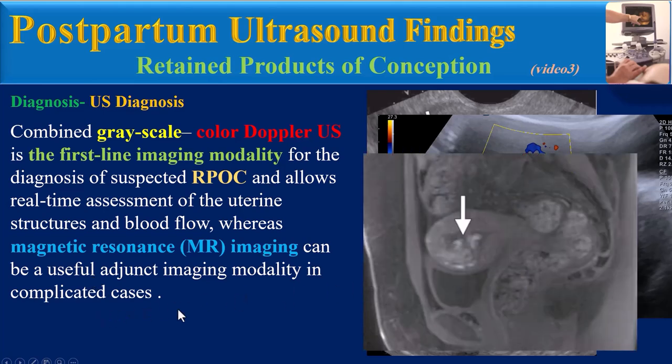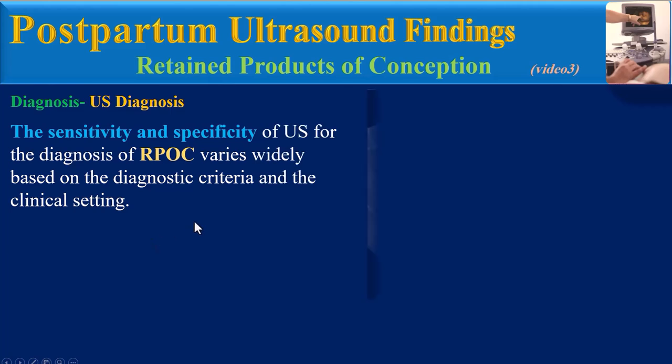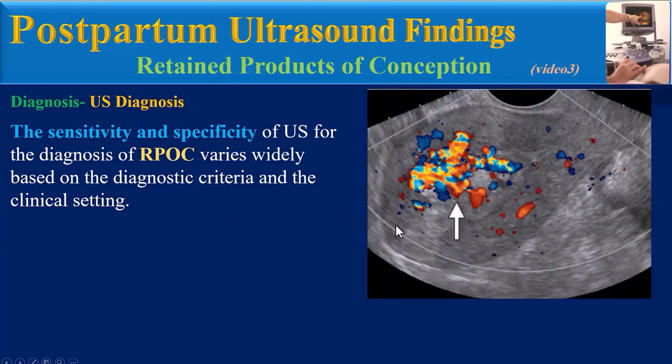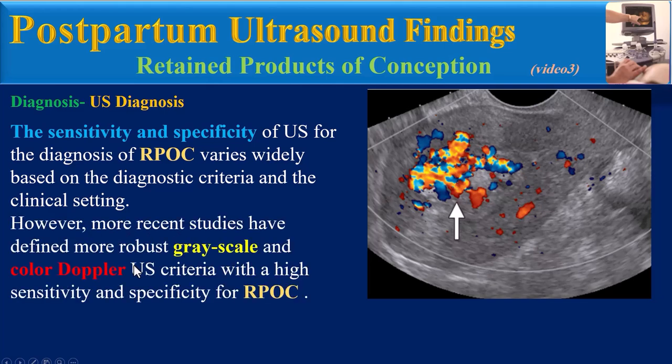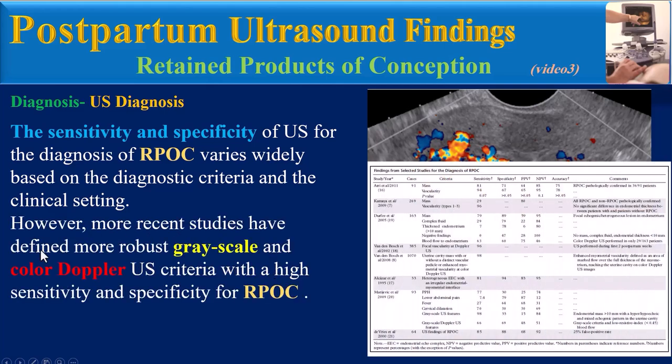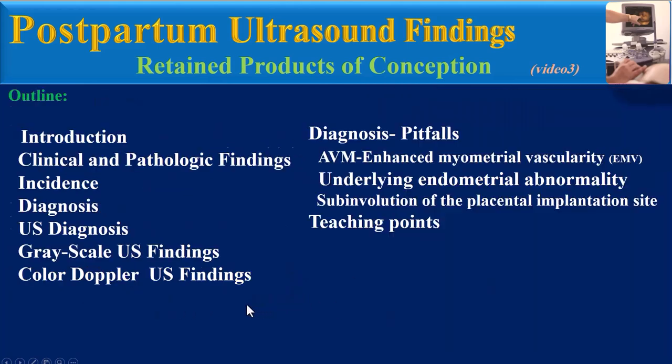The sensitivity and specificity of ultrasound for the diagnosis of RPOC varies widely based on the diagnostic criteria and the clinical setting. However, more recent studies have defined more robust grayscale and color Doppler ultrasound criteria with a high sensitivity and specificity for RPOC. Grayscale ultrasound findings.